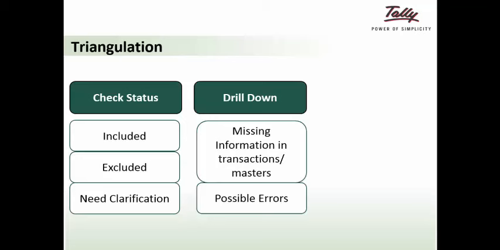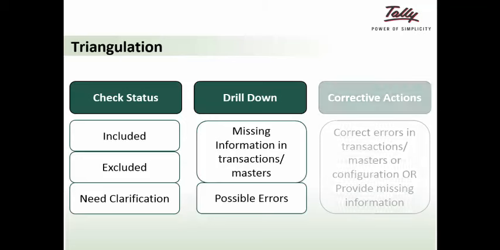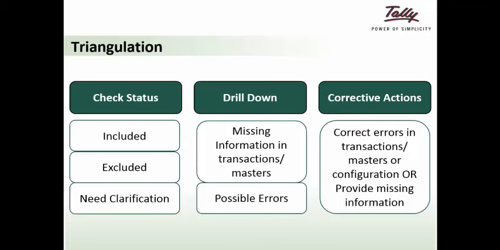The user can drill down into each type, included, excluded, and uncertain, and satisfy himself of the correctness of this information. In the uncertain bucket, Tally gives the different reasons for errors or missing information. The user can directly go into the masters or transactions and correct the errors or provide the missing information. This results in 100% correct return, giving confidence of a hand-prepared return. Now let us see this powerful capability in action.